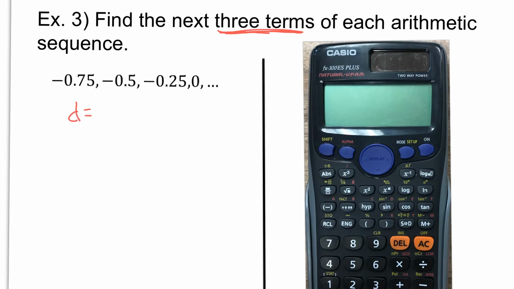So I'm going to find d. My second term, it is negative. You guys have to be careful with the signs. Negative 0.5 minus my first term. Now, my first term is also negative, so I need parentheses. Negative 0.75. Now, using the calculator, you will get positive 0.25.